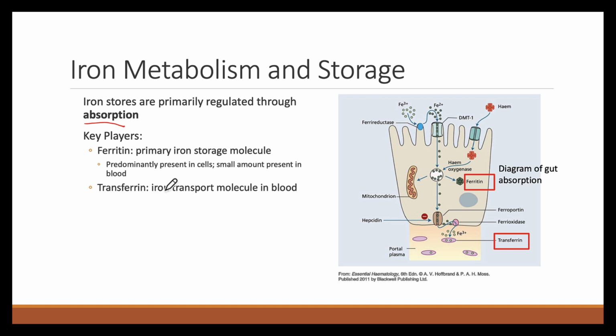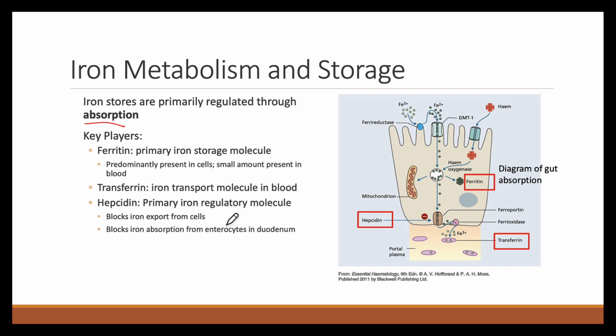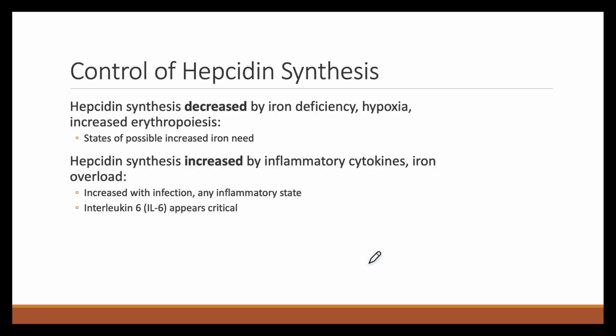Transferrin is, as the name implies, the iron transport molecule in the blood. And then hepcidin is our primary iron regulatory molecule. It's designed to block iron export from cells, block iron absorption from enterocytes in the duodenum, which you can see on the diagram on the right, and also blocks iron release from macrophages.